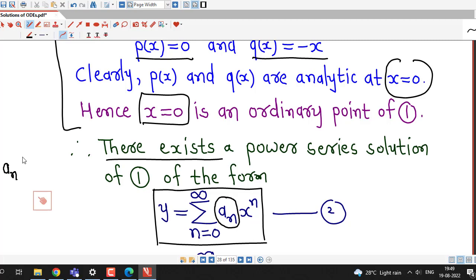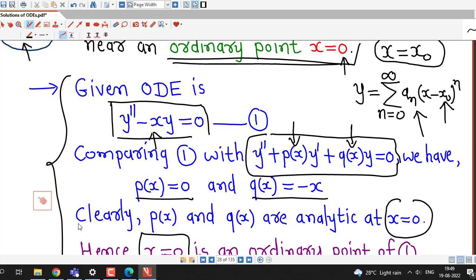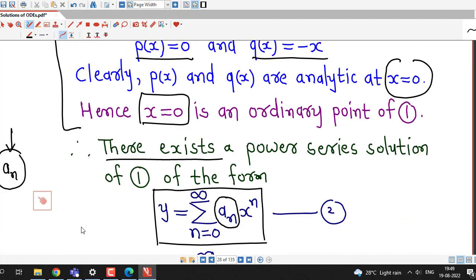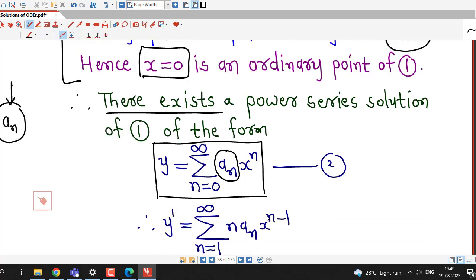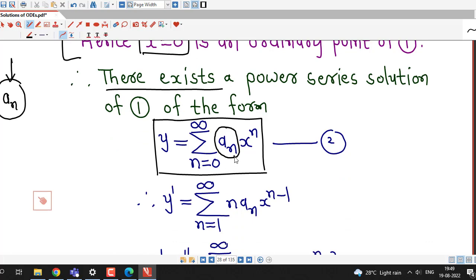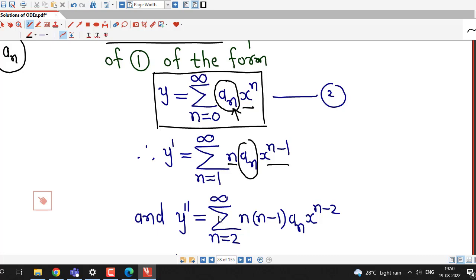So our aim is to decide these unknown coefficients an, and differential equation is of second order, so we require first and second derivatives of this function y. So if we differentiate with respect to x, we will have y dash equal to sigma n equal to 1 to infinity an as it is, derivative of x raised to n is n times x raised to n minus 1, and second derivative is sigma n equal to 2 to infinity n an as it is, and derivative of x raised to n minus 1 is n minus 1 times x raised to n minus 2.